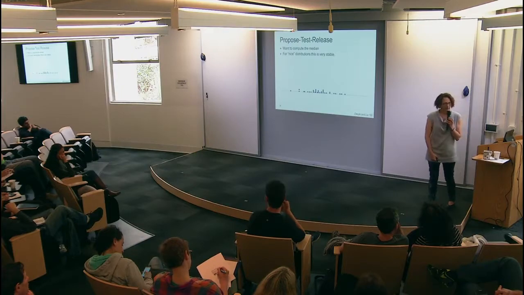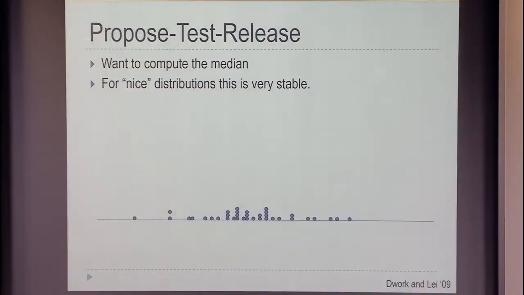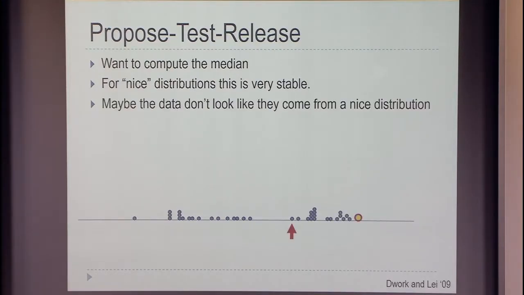Okay, another thing that we like about epsilon delta differential privacy. Suppose we have a data set and we'd like to release an estimate of its median. For nice distributions, this is typically very stable. But maybe the data don't look at all like they come from a nice distribution. And this could happen for two reasons. One is they don't come from a nice distribution. And another is they come from a nice distribution, but this was an incredibly weird draw. You were just very, very unlucky when you created your data set.